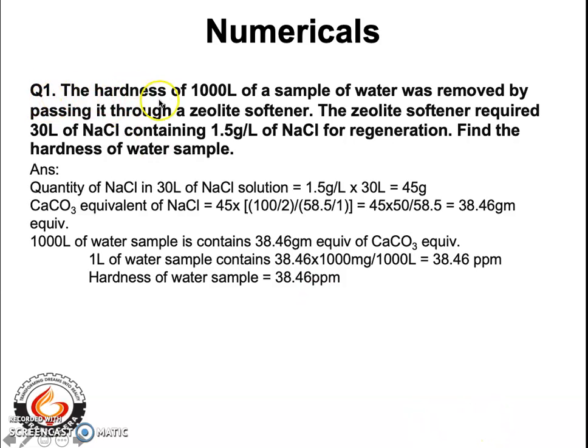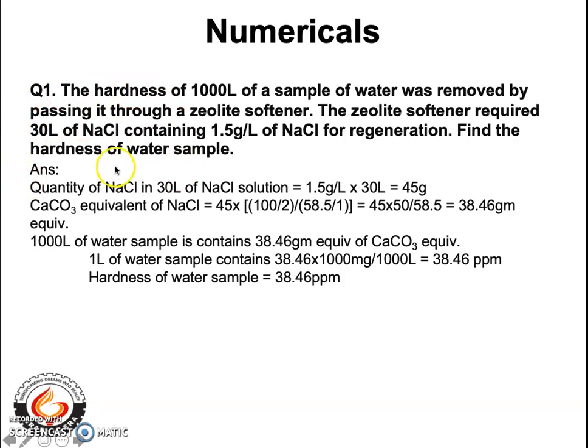The first question is that the hardness of 1000 liter of a sample of water was removed by passing it through a zeolite softener. The zeolite softener required 30 liters of sodium chloride containing 1.5 grams per liter of sodium chloride for regeneration. Find the hardness of the water sample. So the volume of the hard water to be treated is 1000 liters, and the exhausted zeolite softener required 30 liters of sodium chloride at a concentration of 1.5 grams per liter. How do we find the hardness of the given water sample?